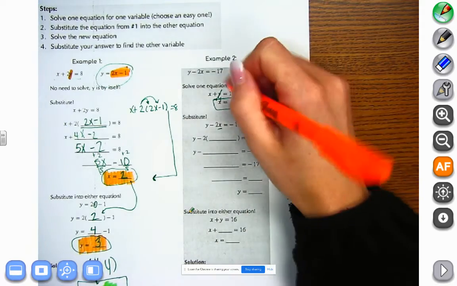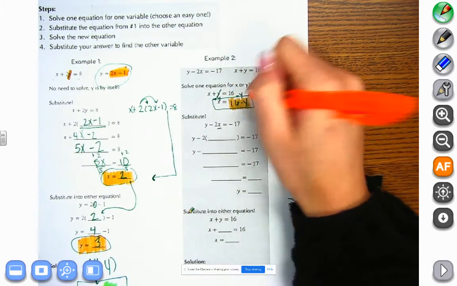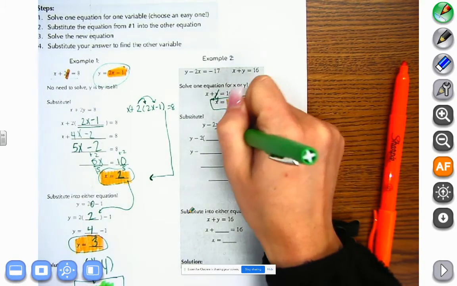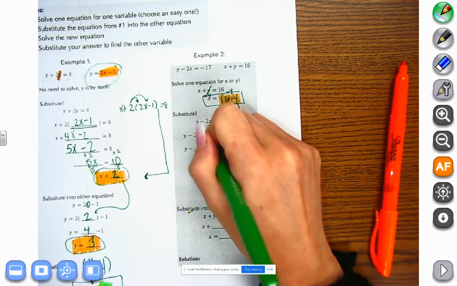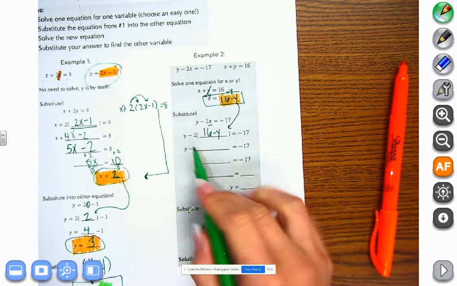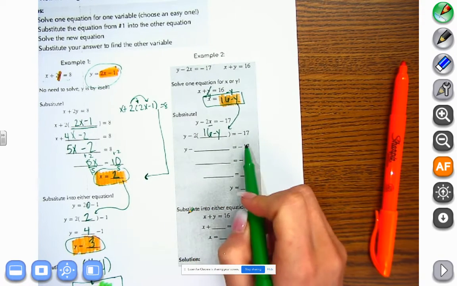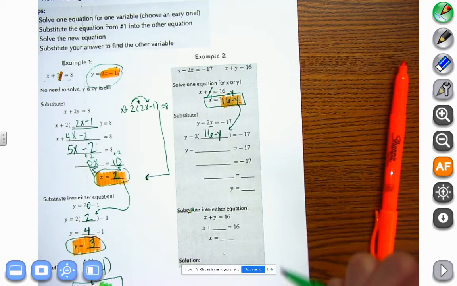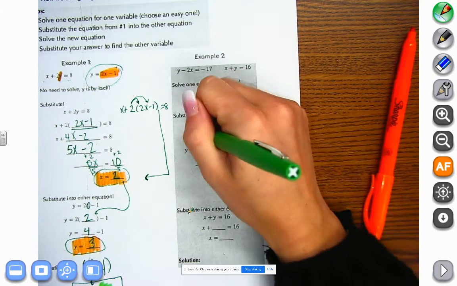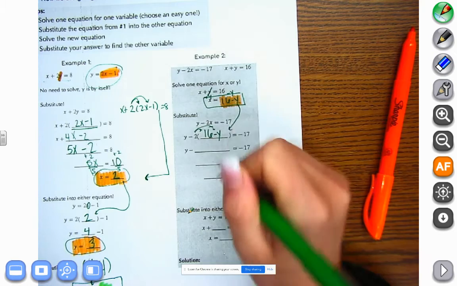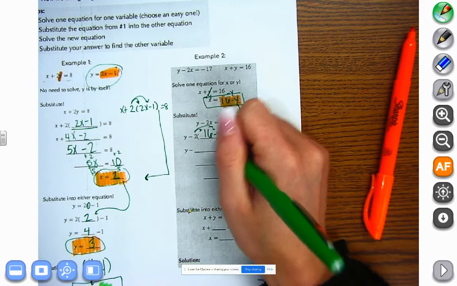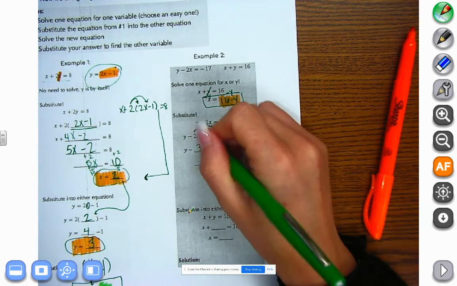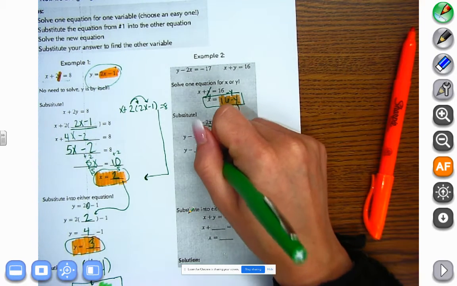So we're doing the same thing we did in the first equation. We just had to take that extra step to get x by itself first. We're going to place that right here. Okay, so now we have y minus 2 times 16 minus y equals negative 17, so that we can solve for y. The first step would be to distribute. We have y minus 2 times 16, which is going to be 32. And then negative 2 times negative y is going to be a positive 2y.